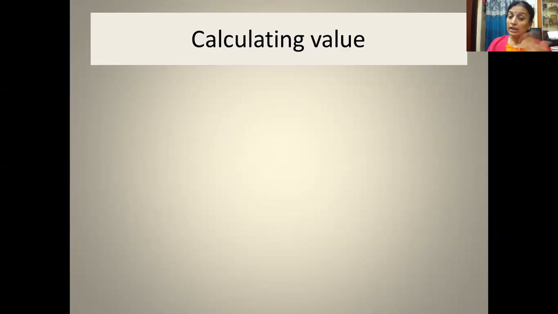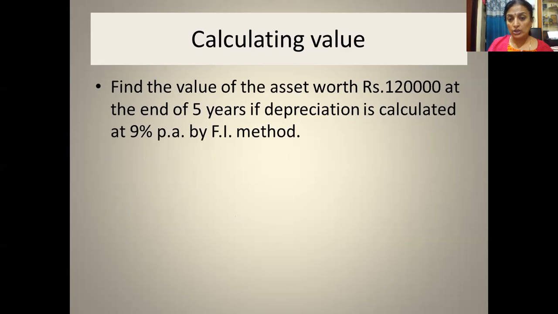And let us do one more problem on calculation of value. Find the value of the asset worth rupees 1,20,000 at the end of 5 years if depreciation is calculated at 9% per annum by fixed installment method. Asset worth, that is P, is given in the problem. 5 years, N is given in the problem. Depreciation is calculated at 9%, that is I is equal to 9%, 0.09.